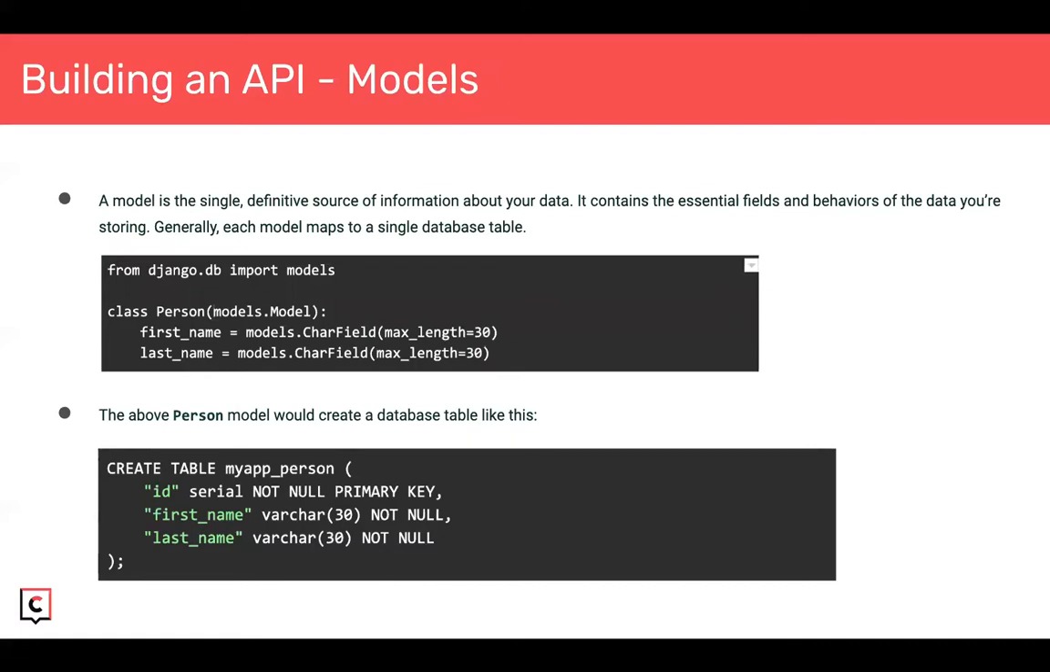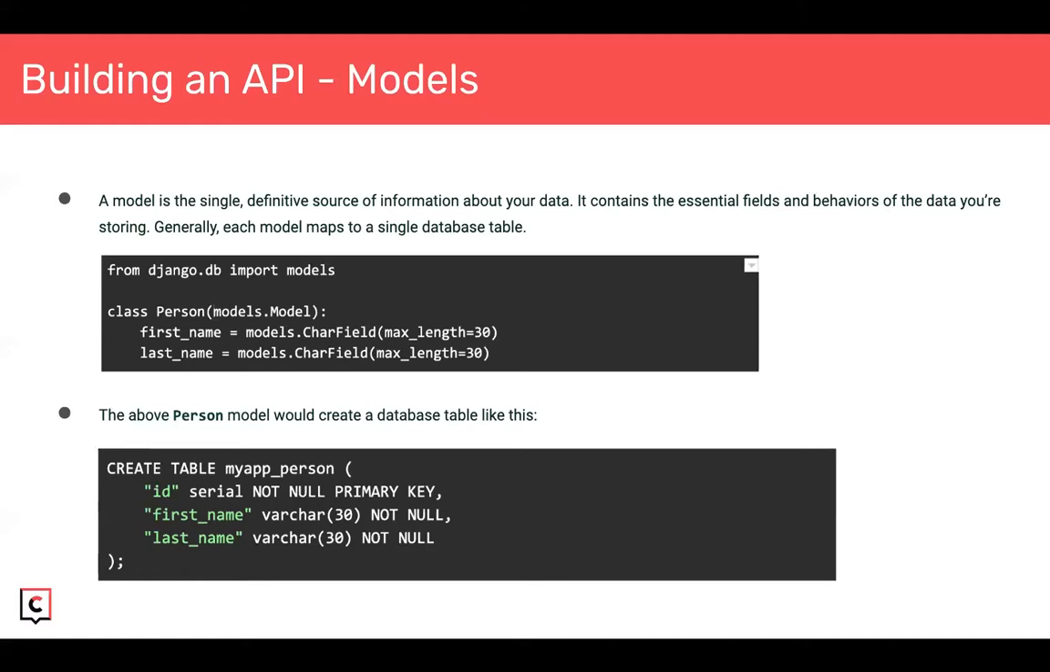So let's get into some actual code and API development here. The first thing you think about when developing an API is probably going to be the model. Django defines a model as a single definitive source of information about the data. It contains the essential fields and behaviors of the data you're storing. If you're using a database, in most situations each model is going to map to a single database table.